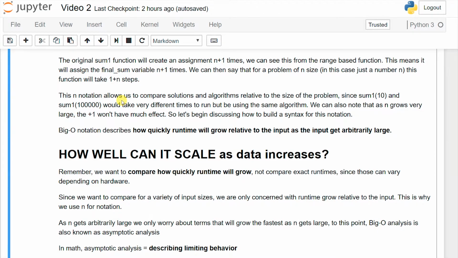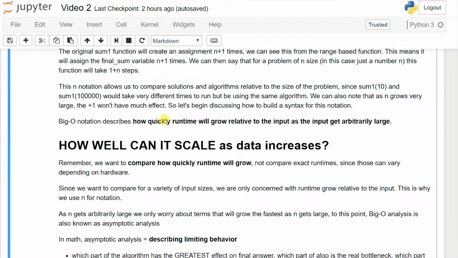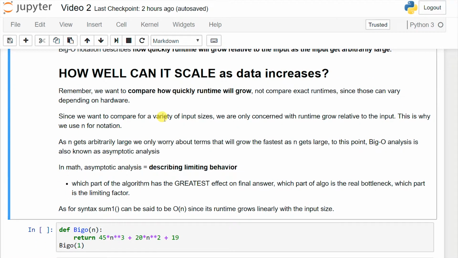So how can we still quantify this? How can we still compare the functions? And that's where big O notation comes in. It's describing how quickly the runtime will grow relative to the input as the input gets arbitrarily large. And again, this is how we're going to measure one algorithm over another, or different coding aspects like using NumPy, which can be a heck of a lot faster than using a built-in list sequence in Python, or using data frames, also utilizing pandas.